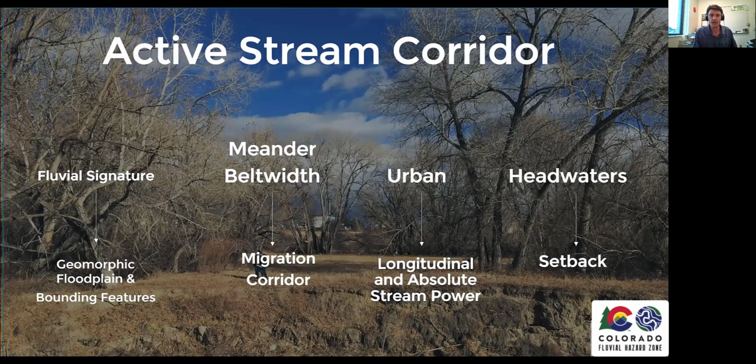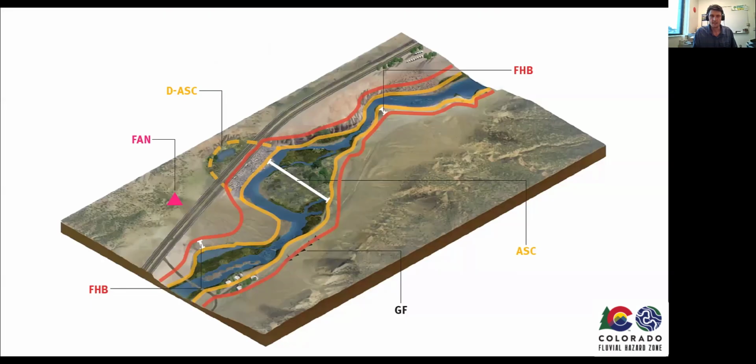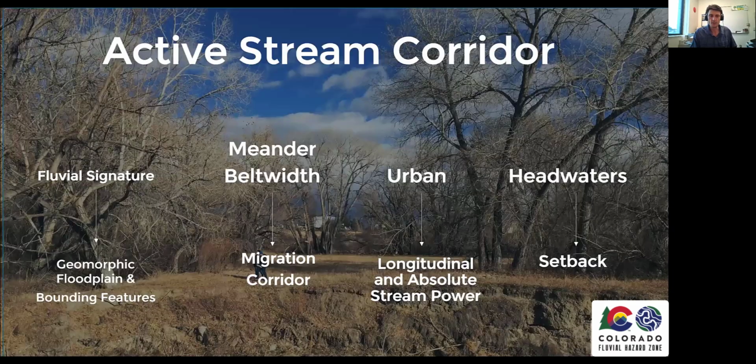So we also have the meander belt width approach, which I don't have time to discuss today. And then the urban approach, that is based on estimating stream power and identifying a corridor that the river could erode out to accommodate a certain stream power. And then we also have a headwaters approach, which I talked about. This is a kind of a basic setback for these smaller channels.